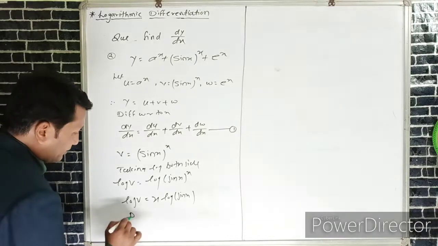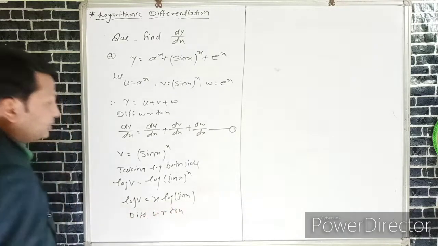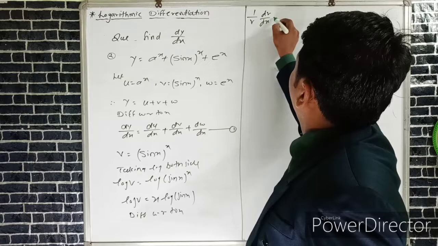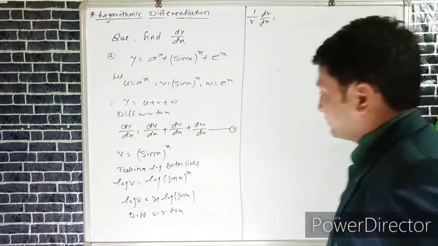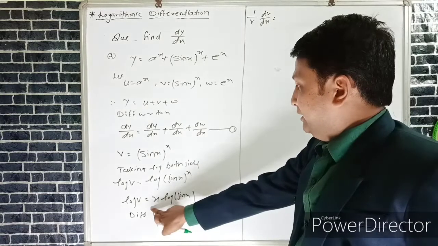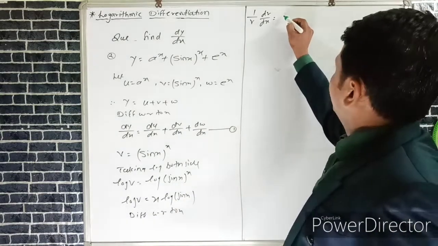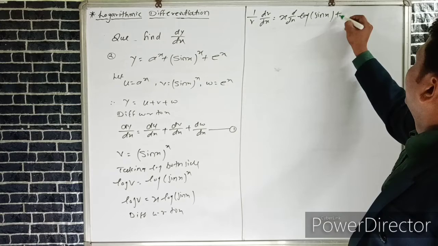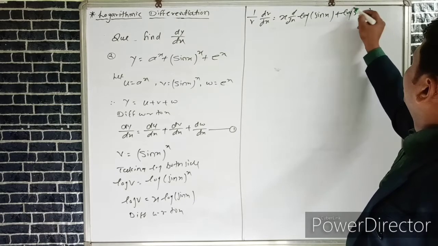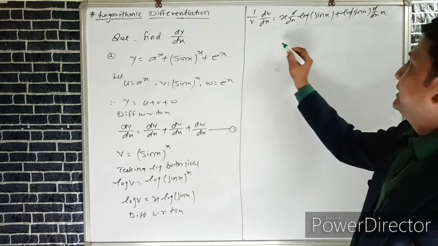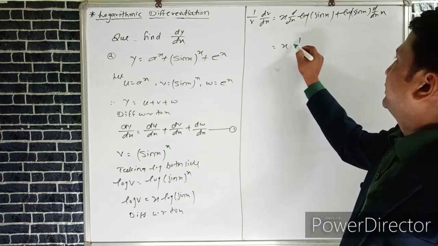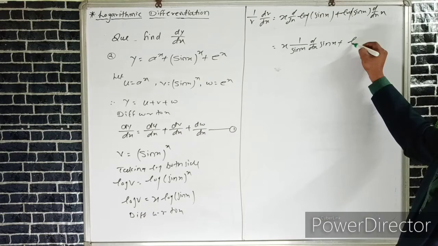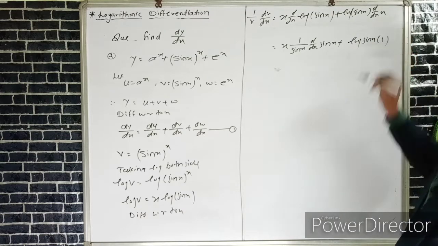Now if we differentiate the given function with respect to x, then the derivative of log v is 1 by v dv upon dx, because v is a differentiable function. After applying the product rule, we can write x into the derivative of log of sin x plus log of sin x into the derivative of x. Here x into the derivative of log of sin x is 1 upon sin x into the derivative of sin x, plus log of sin x as it is, and the derivative of x is 1.